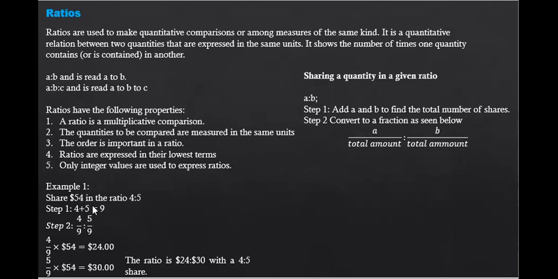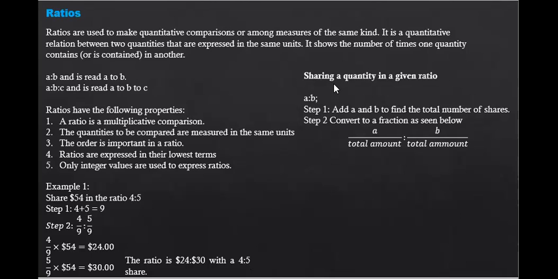And then we're going to multiply this by 54 to find out how much 4/9 will give you in $54. So here when we multiply it, we get $24, and 5/9 will give you $30. So the shares would be $24 to $30 with a 4 to 5 share.